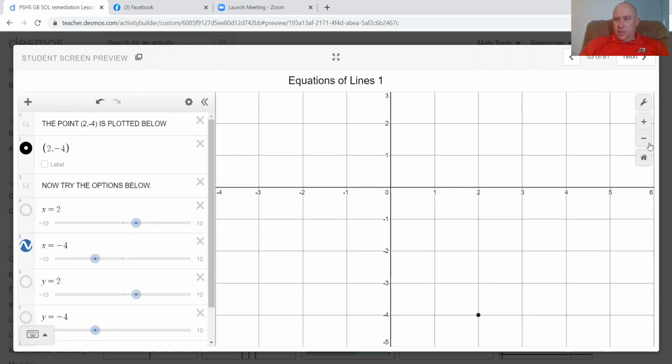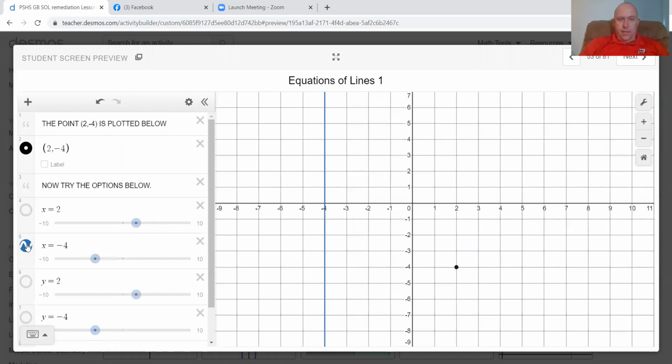Might have to zoom out to see some more of these. Here we go, that's better. No, clearly not that one. That one's horizontal, but it does not go through the point (2, -4). Notice I typed that so I could check. But that last one, you could see that it is y equals -4. So you can use Desmos as well to help you if you're not sure.